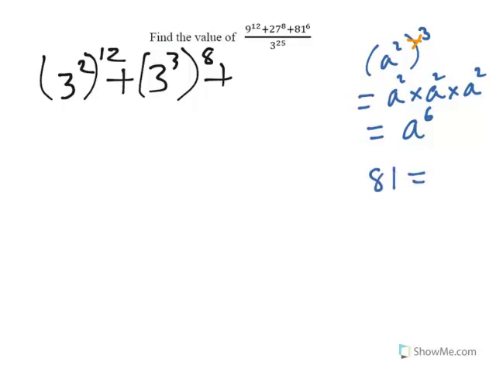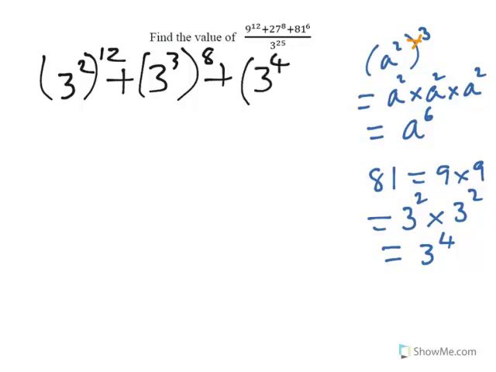81 we know is 9 times 9, and 9 is 3 squared, so it's 3 squared times 3 squared, so we can replace the 81 by 3 to the power of 4. Hence we can write 3 to the power of 4 raised to the power of 6, all of it divided by 3 to the 25.